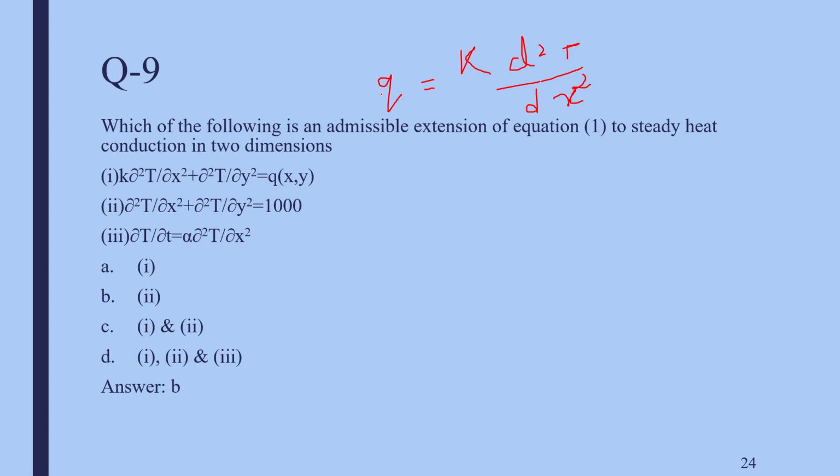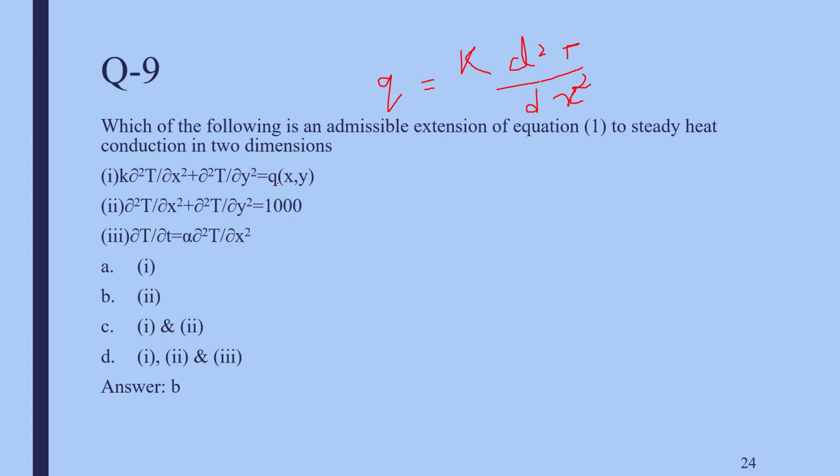In the previous problem itself, what we saw, Q can be a function of x or Q can be a constant. And here, since it is extended to a two-dimensional problem, Q can be a function of x and y, or Q can be a constant. Which of the following is an admissible extension of equation 1 to steady heat conduction in a two dimensions problem? So in option 1, it is given K ∂²T/∂x² plus ∂²T/∂y² is equal to Q(x, y).